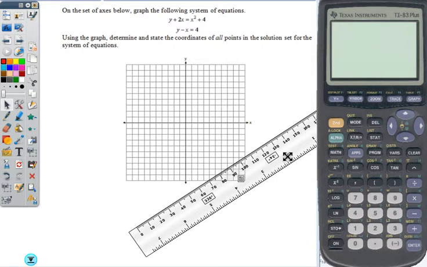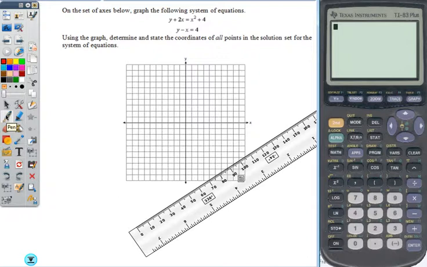Okay, today we're going to solve a system of quadratic and linear equations. On the set of axes below, graph the following system of equations. Using the graph, determine and state the coordinates of all points in the solution set for the system of equations. I'm going to show you how to do this using your calculator.